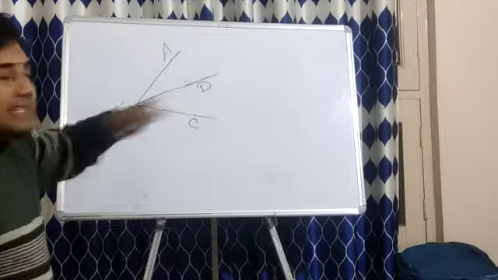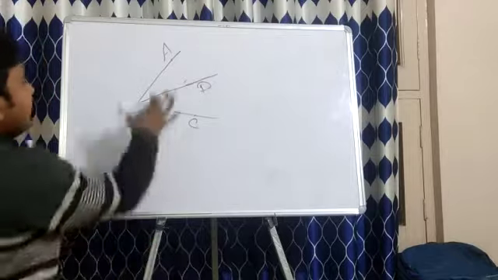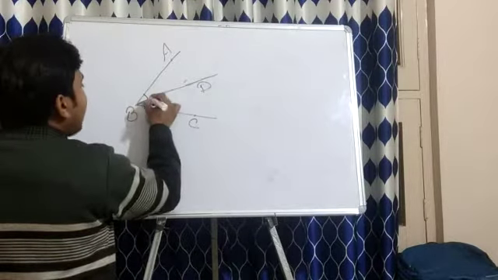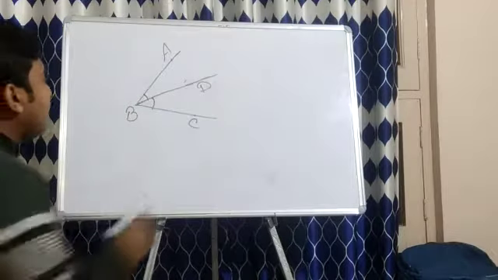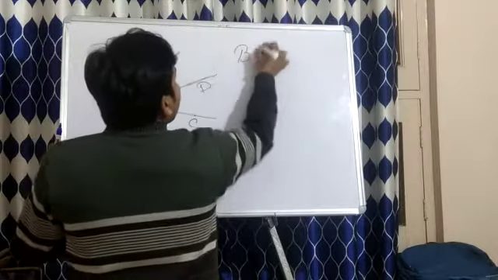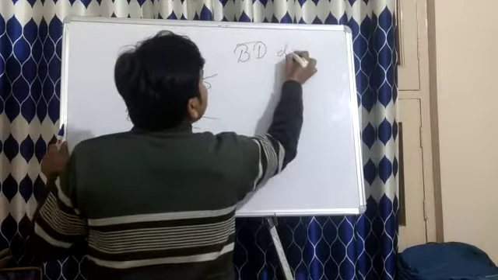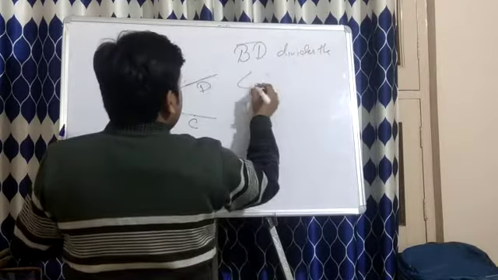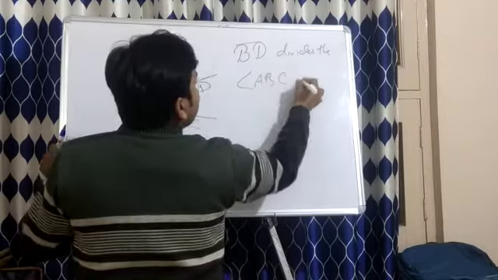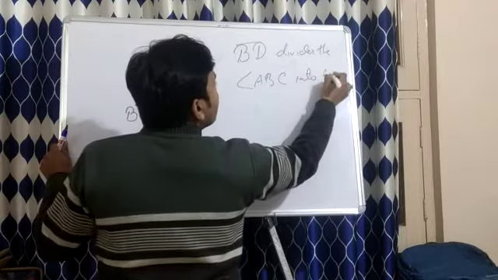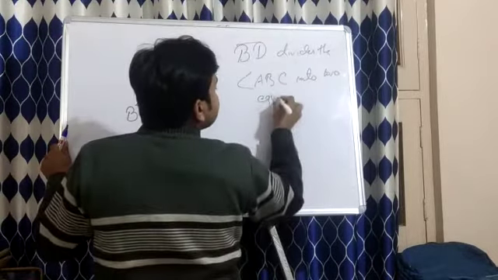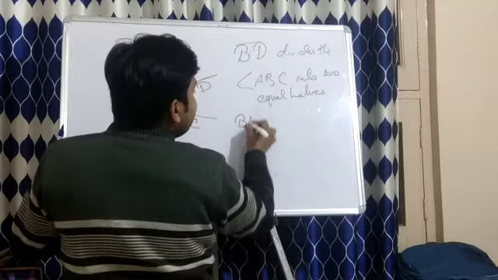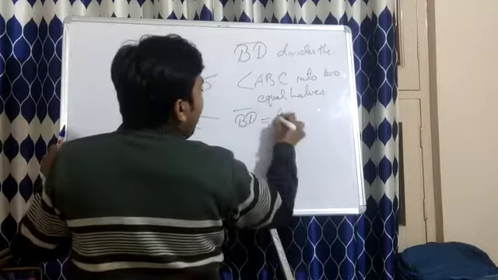Since BD is the angular bisector, it means that BD will divide the angle ABC into two equal halves. Now this angle will be equal to this angle. Therefore we can say that BD divides the angle ABC into two equal halves. Therefore BD is what? An angular bisector.